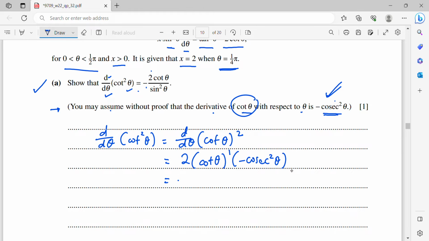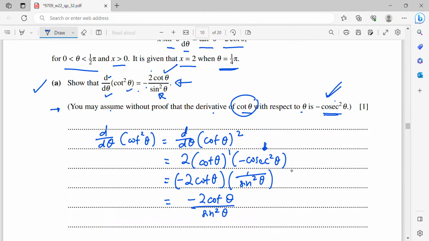So the negative 2 will be combined. Then now when you look at the question here, you need to show cot theta and then sine squared theta. So remain the cot theta. And then the cosec squared is basically 1 over sine squared theta. So when I combine all the terms, you will be getting negative 2 cot theta over sine squared theta. So this is how we show cot squared theta differentiates to this rational function.